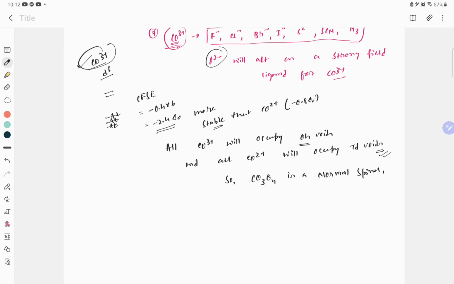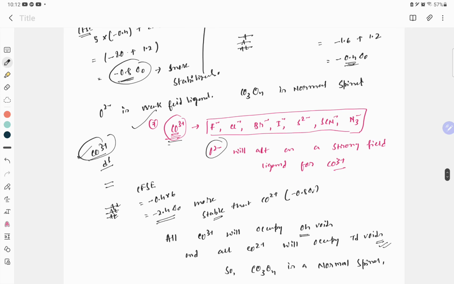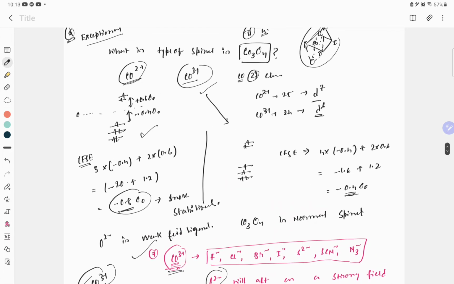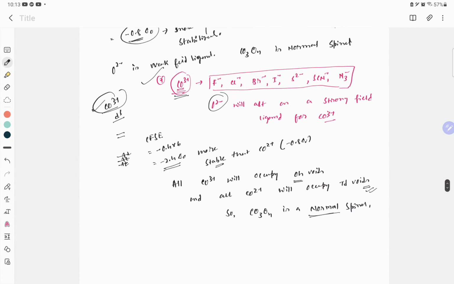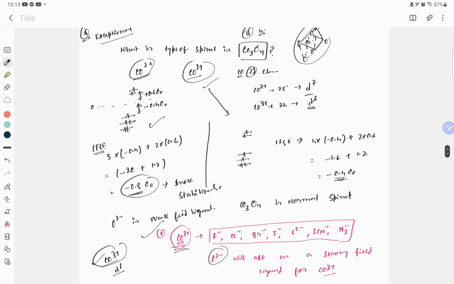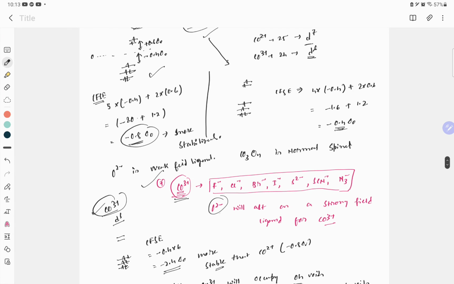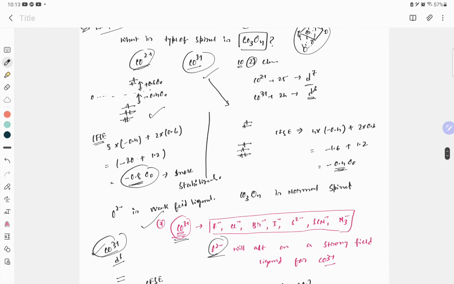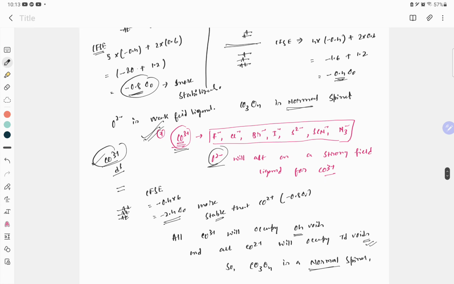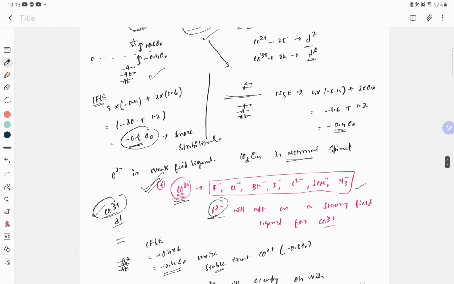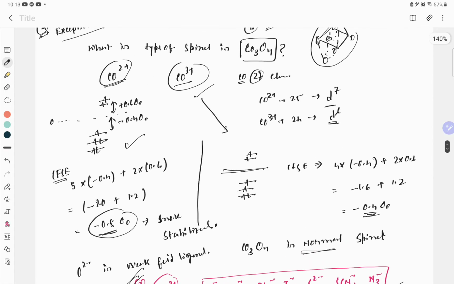There are many exceptional cases, so here we have to know this case only, Co3O4, and why it is a normal spinel. Because if you do it normally, considering O2 minus as a weak field ligand, then the result will be an inverse spinel, but actually this is a normal spinel. So we have to follow this rule, we have to know this case only. So by this I am ending this session. Thank you.